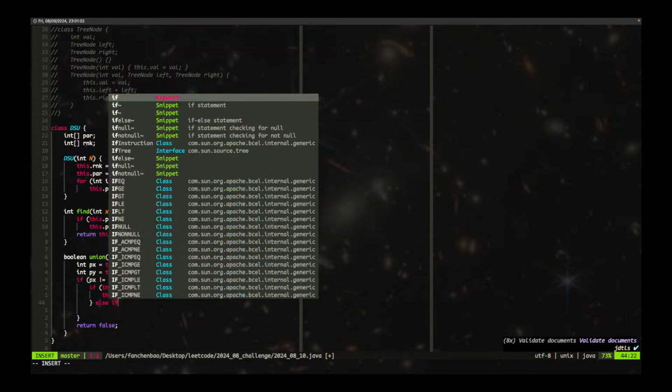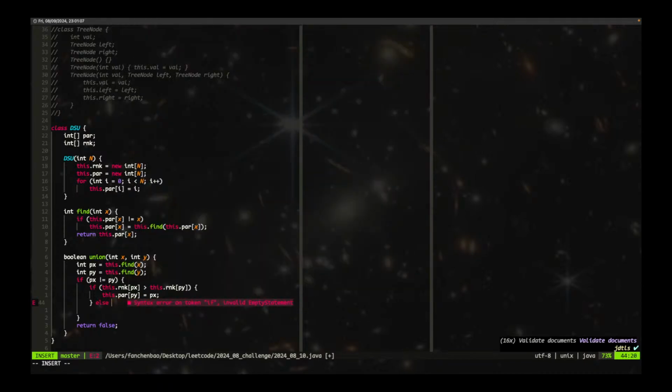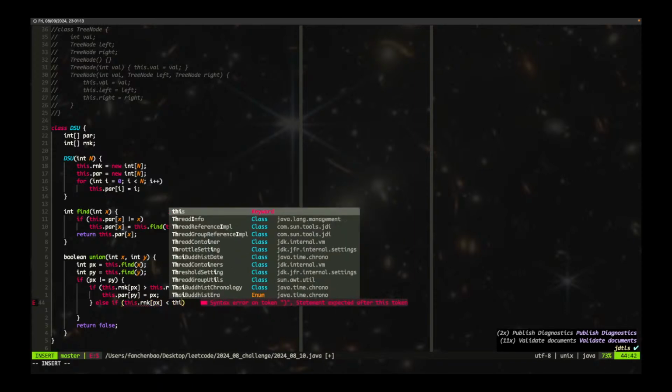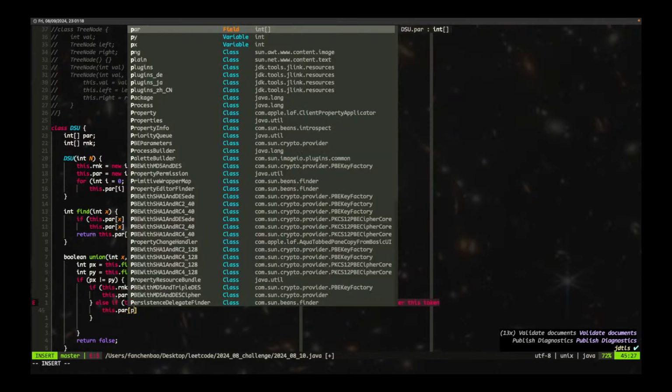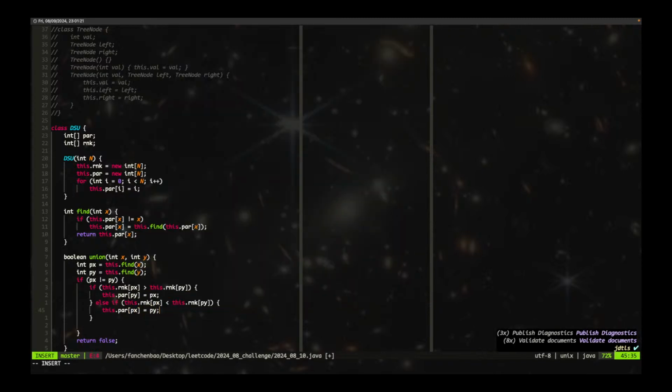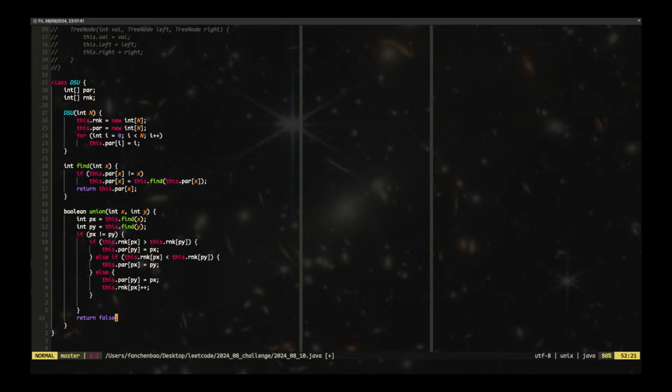Else if this.rank[px] is smaller than this.rank[py], then parent[px] equals py, else this.parent[py] equals px and this.rank[px]++. Okay, so I believe this is DSU.